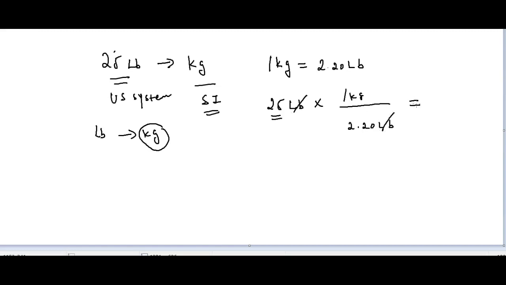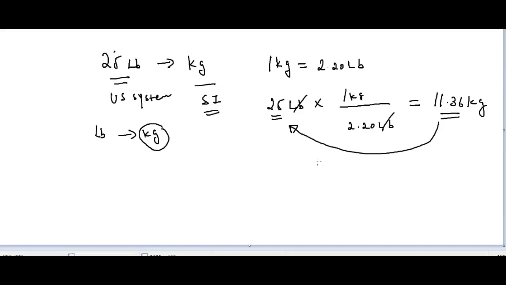So we can do the multiplication and the division, which means you multiply 25 by 1, which obviously gives you 25, and then divide that by 2.20, which gives you about, I see on my calculator, 11.36 kilogram. Again, you have 4 significant figures, and you would like to rewrite this with 2 significant figures because the given value has 2 significant figures.